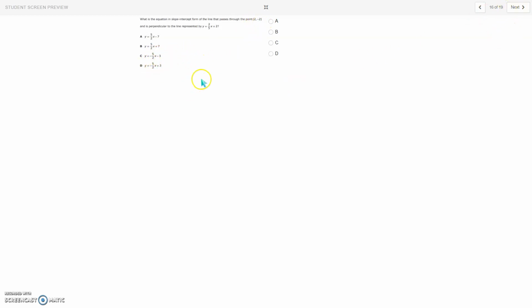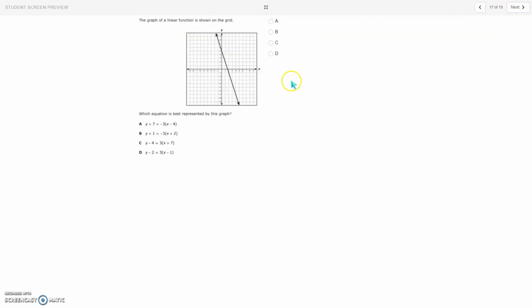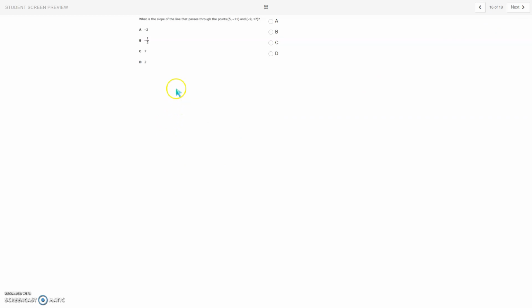I can't remember which one it is off the top of my head, but you would plug in the 2 and the -2 for x1 and y1. Oh, that's supposed to say x1. Anyways, okay, so the graph of this linear function, basically what you have to do is put this in y equals mx plus b form for all of these, or you could graph all of these and see which one matches. A slope of the line that passes through here.